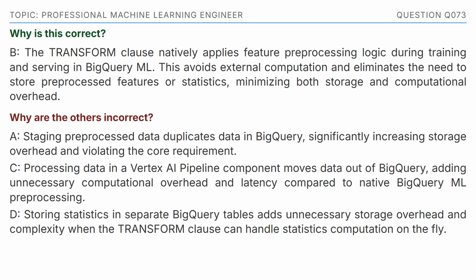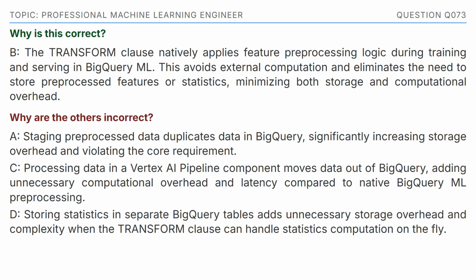This avoids external computation and eliminates the need to store pre-processed features or statistics, minimizing both storage and computational overhead. Why are the others incorrect? A. Staging preprocessed data duplicates data in BigQuery, significantly increasing storage overhead and violating the core requirement.